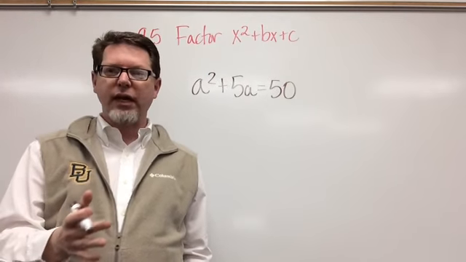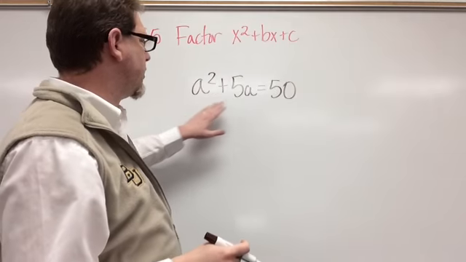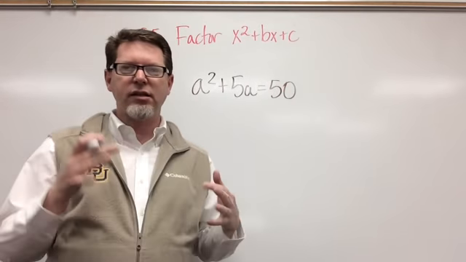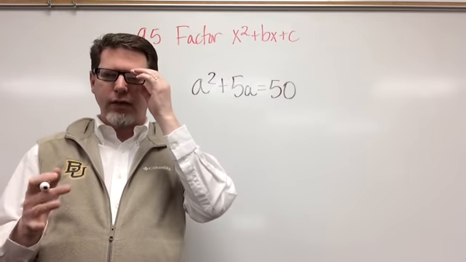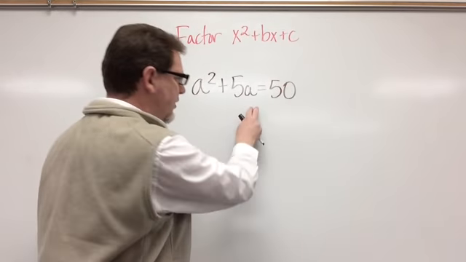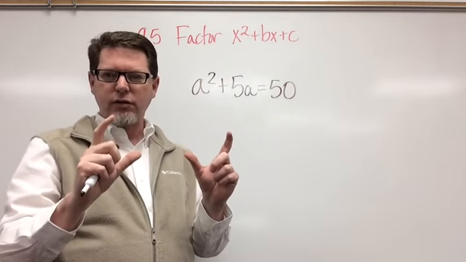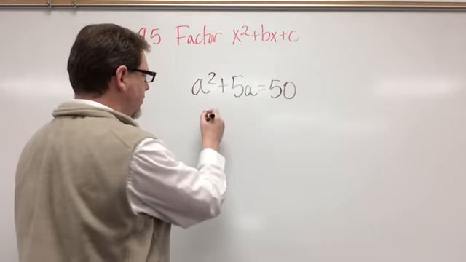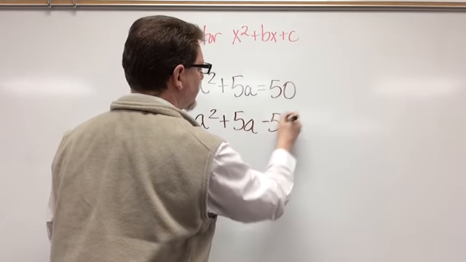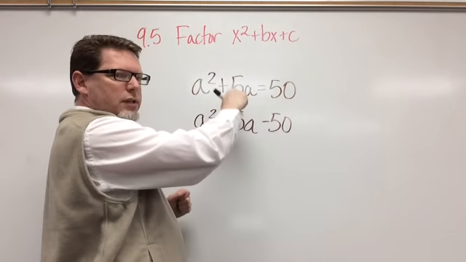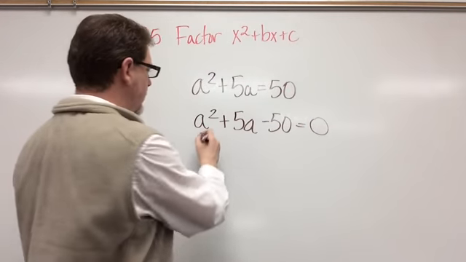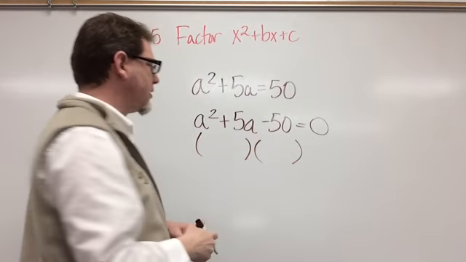For the last example, we have the equation a squared plus 5a equals 50. Well, this isn't in trinomial form yet, so I've got to fix that before I can factor. So I have to move the 50 to the other side so I can create that trinomial that I can factor. And when I do, I get a squared plus 5a minus 50, because when the 50 comes over the equal sign, it becomes negative, equals 0. Now I have a trinomial, and I can factor it into two binomials.